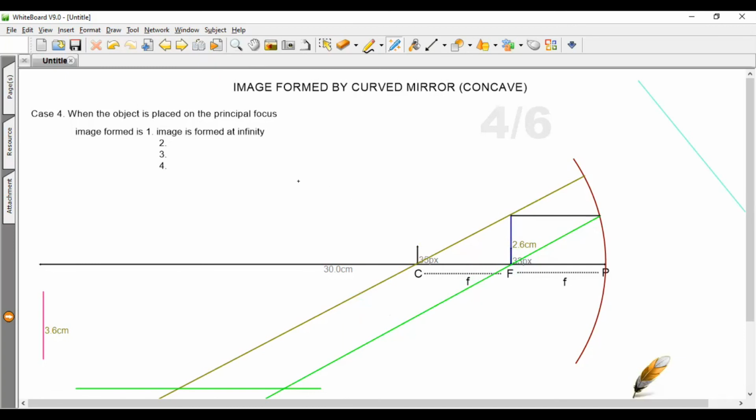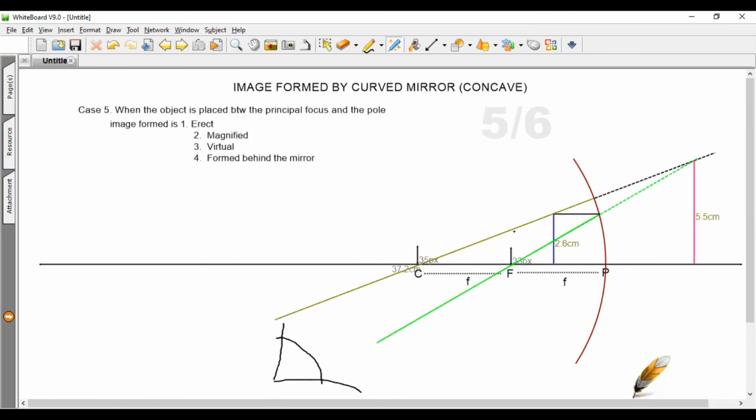And the final case, when you have the object between the principal focus and the pole, what do you have? You have the image being formed behind the mirror, and it is magnified. It is erect, standing upright, erect, magnified, virtual, and formed behind the mirror. So these are all the images formed by concave mirror.